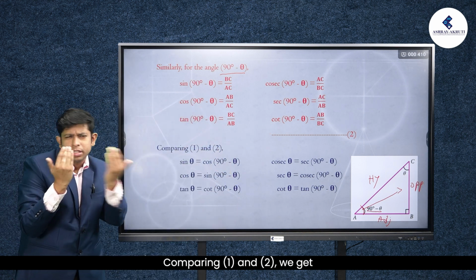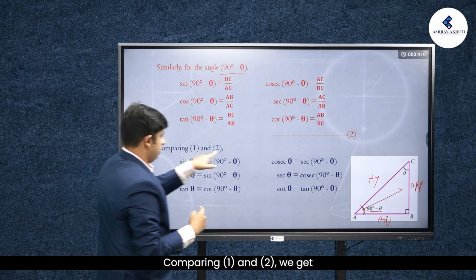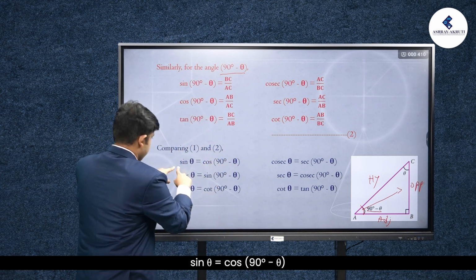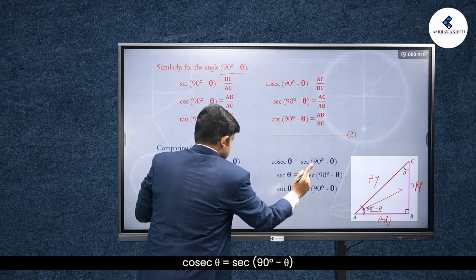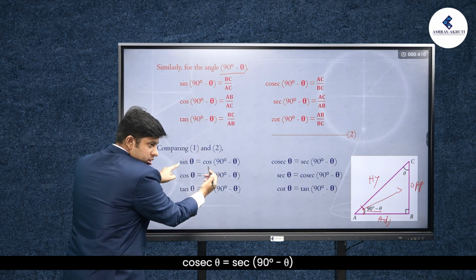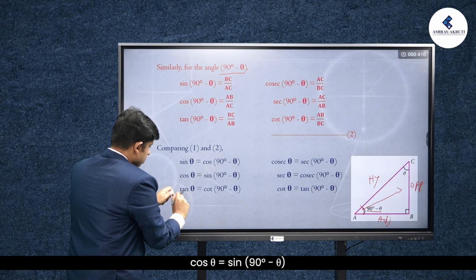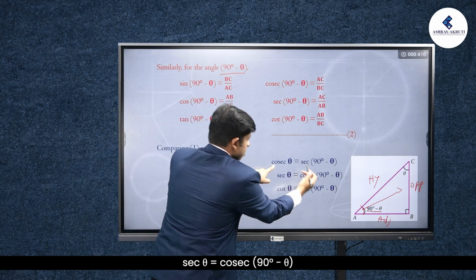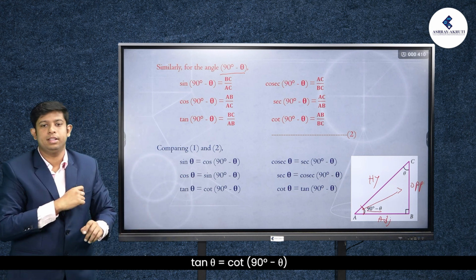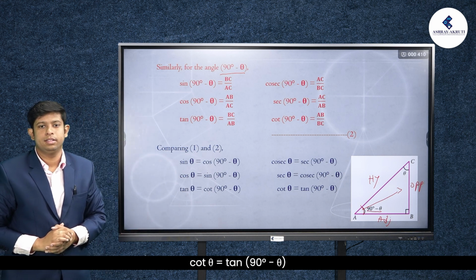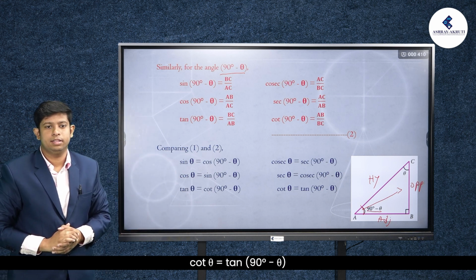Comparing 1 and 2, we get sin theta is equal to cos 90 minus theta, cosecant theta is equal to secant 90 minus theta, cos theta is equal to sin 90 minus theta, secant theta is equal to cosecant 90 minus theta, tan theta is equal to cot 90 minus theta, cot theta is equal to tan 90 minus theta.